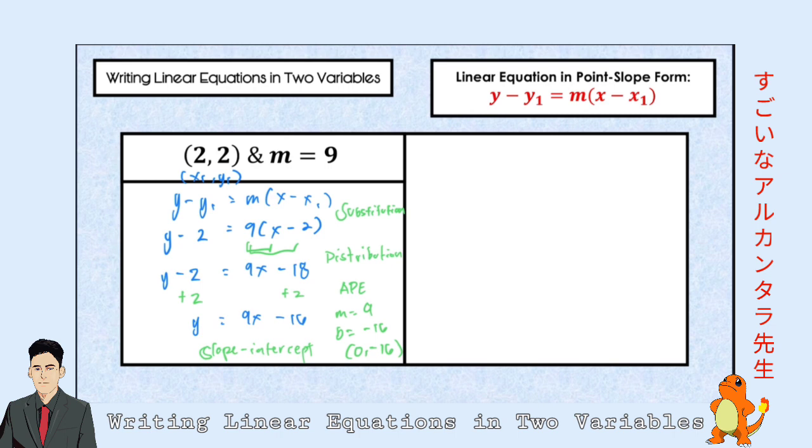So to continue with this solution, we have y is equal to 9x minus 16. To put this in standard form, let us subtract 9x from both sides. By subtraction property, we will have negative 9x plus y equal to negative 16. So that's it. It is now in standard form.